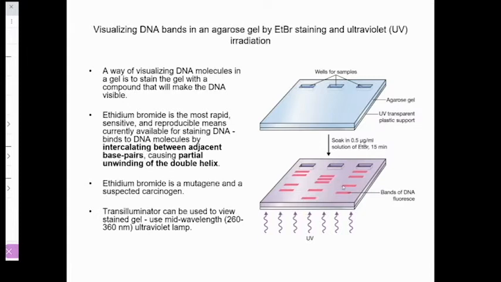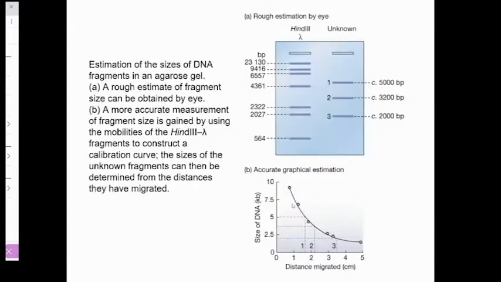You will be able to see the fragments of DNA. And this is just to show you the relationship between the migration and the size of the DNA molecule. Here you can see the smaller size DNA, the migration distance is longer. And for large size DNA, the migration distance is shorter.